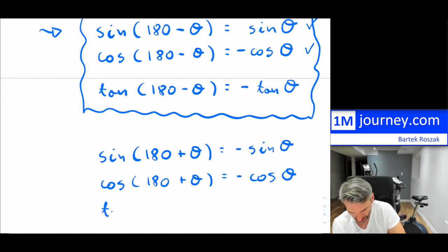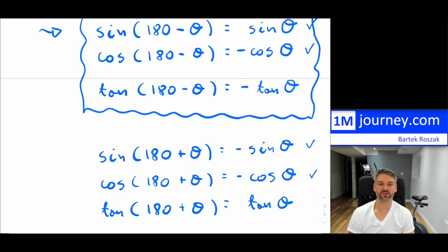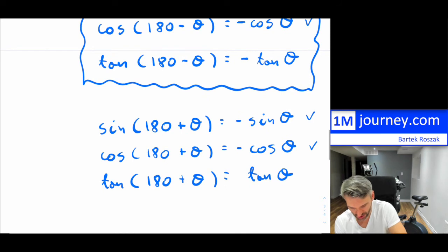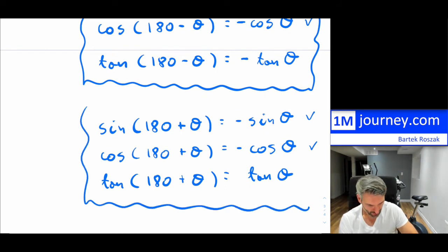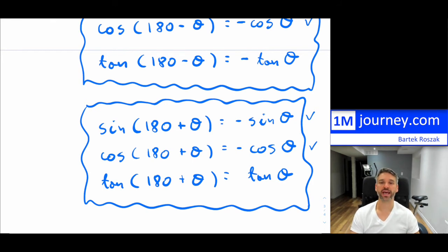And then finally, our tangent of 180 plus the angle is just sine over cos. They're both negative, so my tan theta will stay positive because you have a negative divided by a negative. So that is your second identity, and that is when your angle falls in the third quadrant.